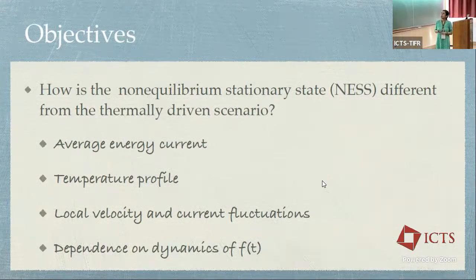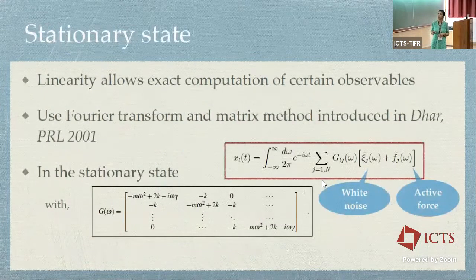So here are the objectives of this talk. We are going to look at the stationary state which arises out of this active drive, and in particular the average energy current, temperature profile, and if time permits, velocity and current fluctuations. Again, it's a linear system, so one can actually exactly compute all these quantities.